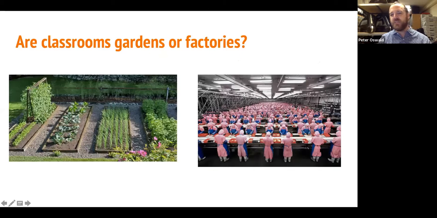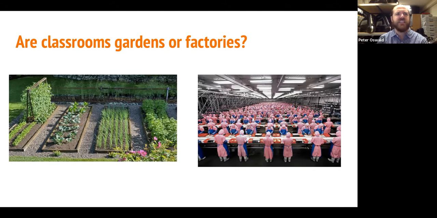Okay, so an analogy I like to use in regards to classroom management is the idea of classrooms being more of a garden or a factory. I think it's hopefully pretty obvious that I would argue that classrooms should be more like gardens. The picture on the right is from an iPhone factory, and you can sort of imagine that in an iPhone factory, all the exact same parts come in one side and they go through exactly the same process, and then at the end you get an iPhone and it's exactly the same every time. And that's not really how classrooms work, and that's not necessarily how I think we should treat students.